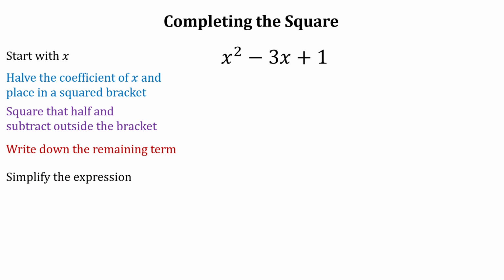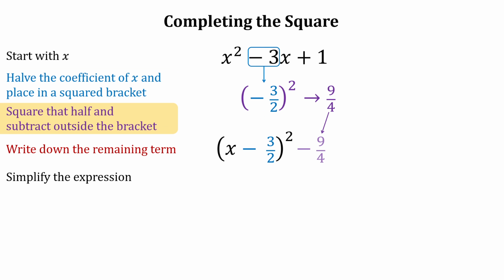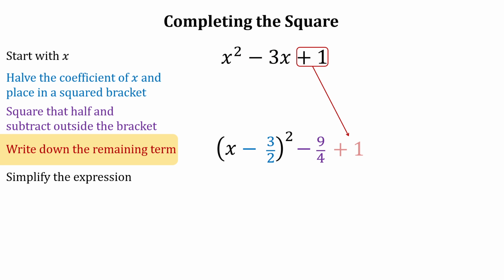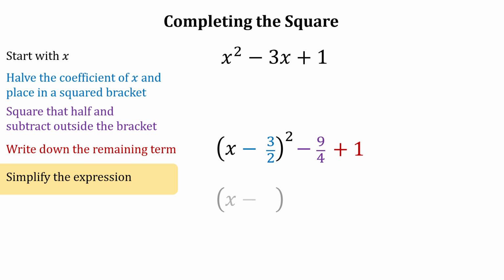This question is also similar to the previous one. Start with x. Halve the coefficient of x and place it in a squared bracket. Then, square that half and subtract outside the bracket. Next, write down the remaining term. Finally, simplify the expression. The final answer is x minus 3 over 2 squared minus 5 over 4.